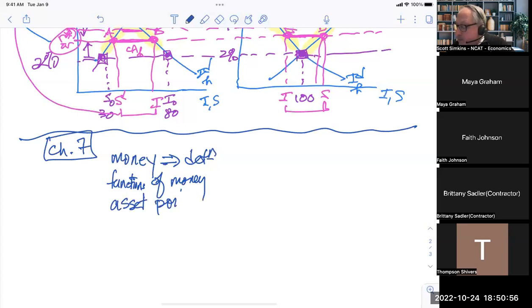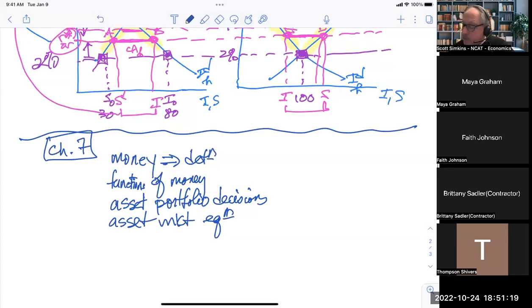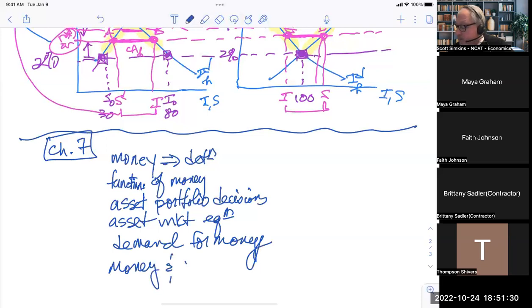Asset portfolio. Let's just call it, well, decisions. Asset market equilibrium. Demand for money. Money and inflation. I encourage you to go in the table of contents and write this out yourself.